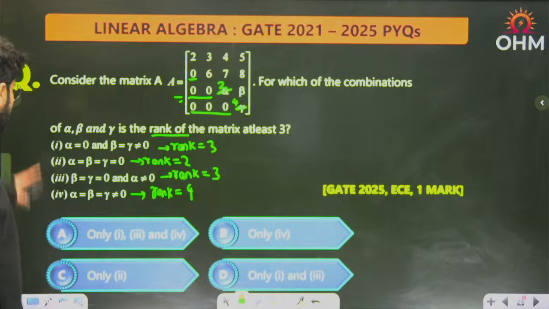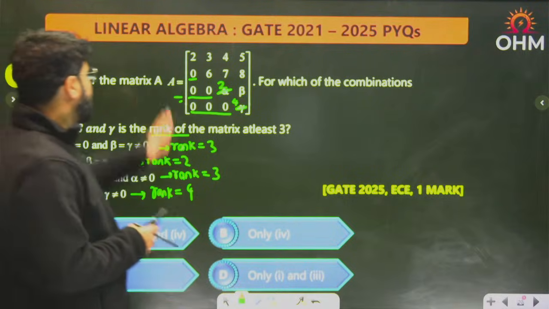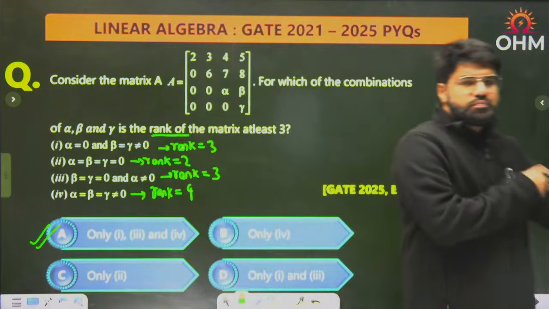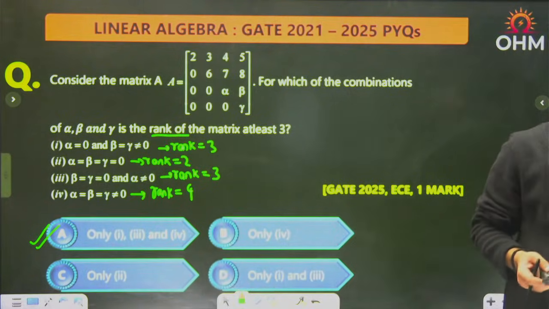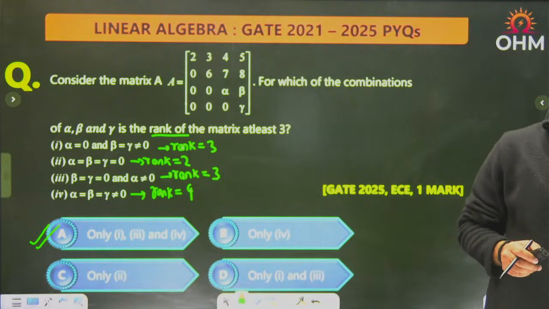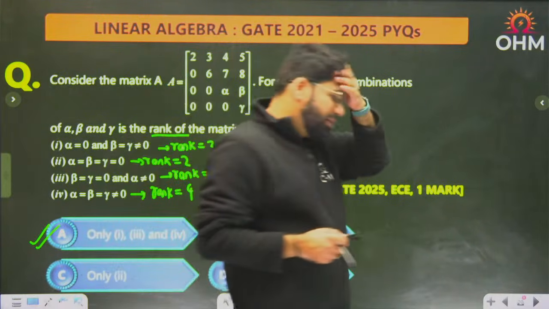So rank will be at least 3 in the first, third and fourth condition. That is answer A. Answer will be A, 1, 3rd and 4. Yes, correct answer.